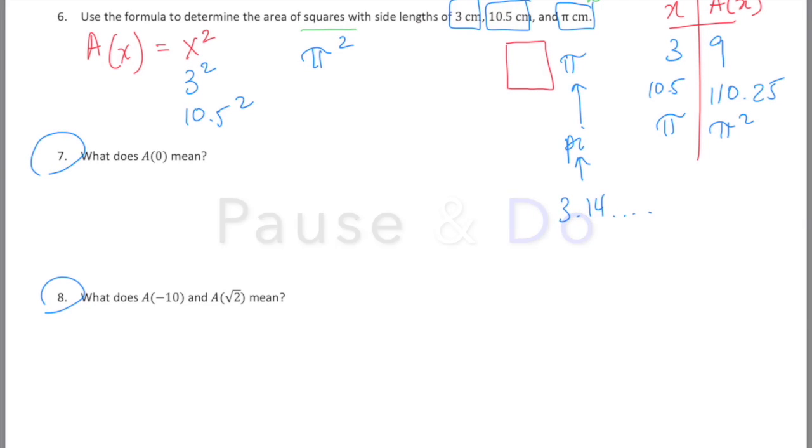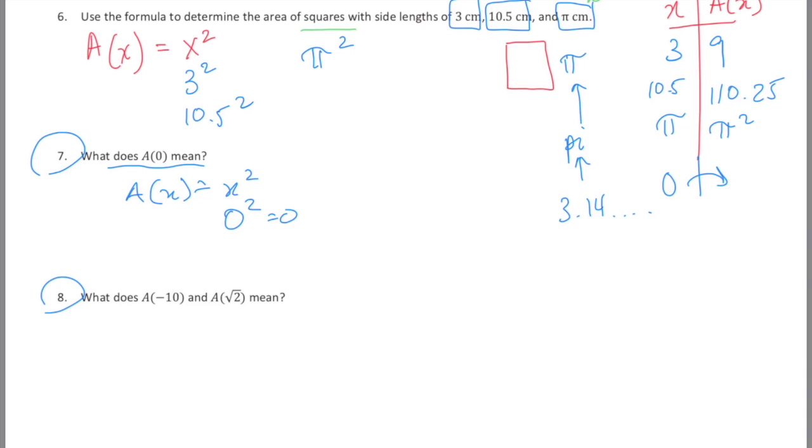Alright, so let's go to number 7. Now, of course, you have to plug it in. We have A of x equals x squared, and if we plug in the 0, 0 squared is going to be 0. But remember, they ask you, what does A of 0 mean? That means if your area is 0, what does it mean? Actually, this has no physical meaning, because when you think about the word physical, it means I cannot possibly draw a square that is 0 centimeters in length.